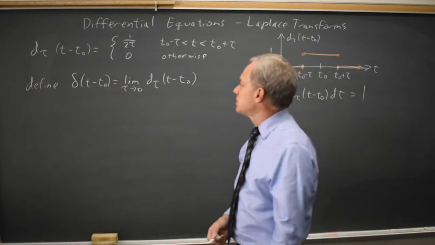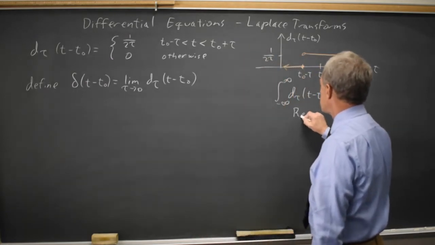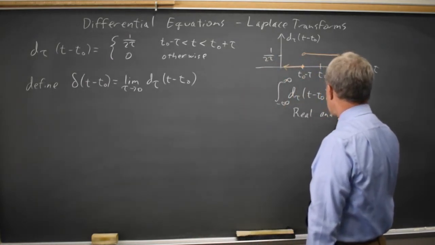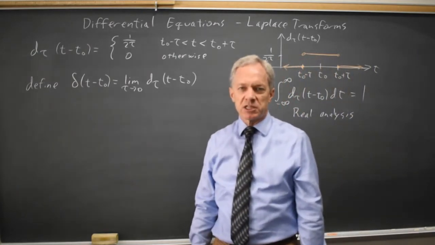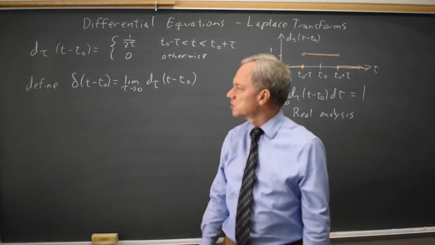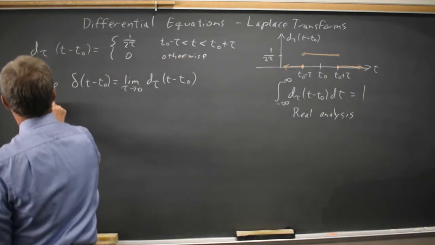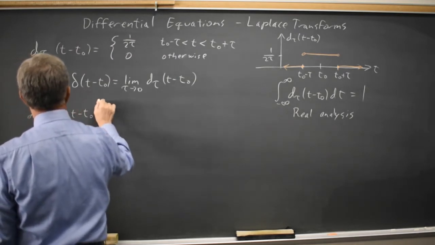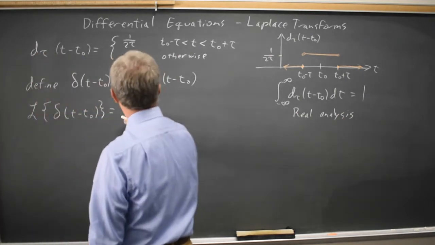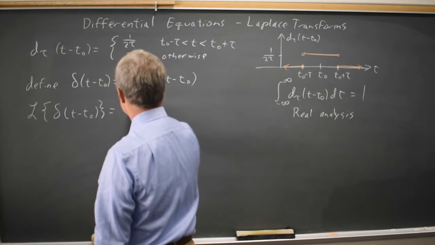This is a generalized function or functional. You may learn about this in real analysis or some other course that covers measure theory, but we're not going to worry about that. We're going to pretend it can be treated like a function, and it turns out that this is true. And we're going to say that the Laplace transform of the Dirac delta function of t minus t0 is the transform of the limit, which is the limit of the transforms.